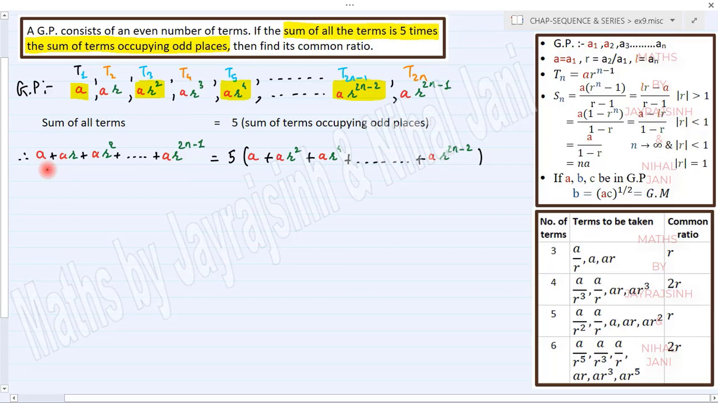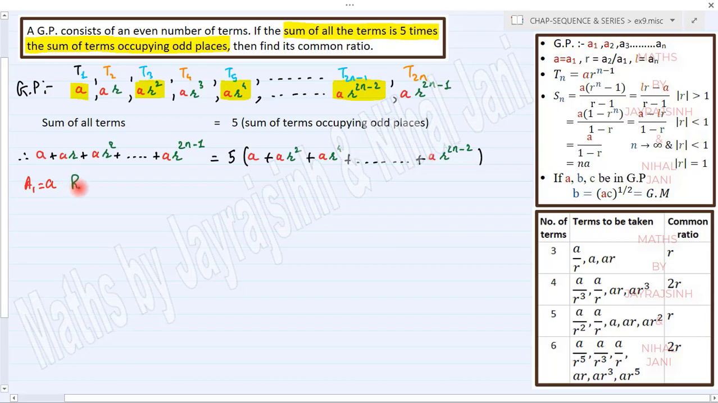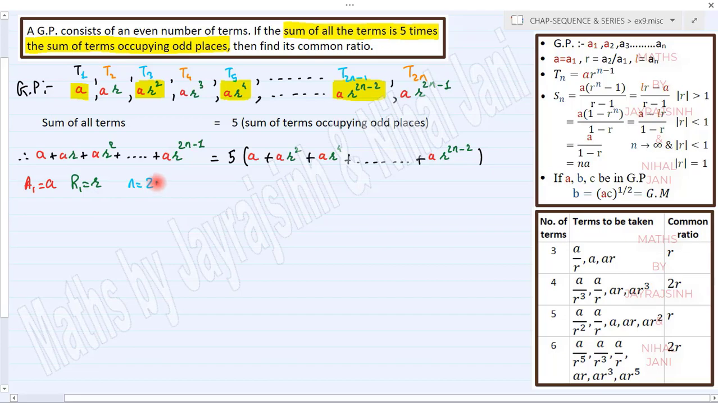Now, on the left hand side, we have the first term is equal to a, then the common ratio is equal to r, and the number of terms is equal to 2n.